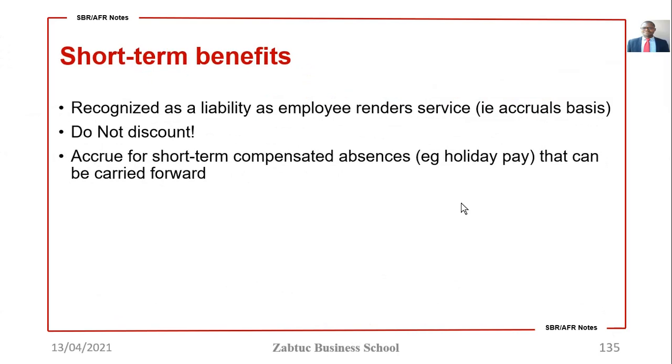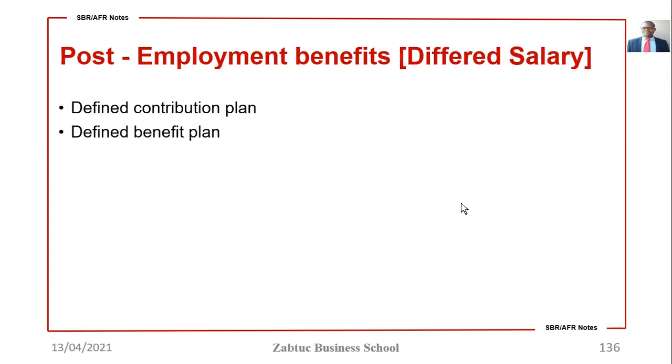Okay, so under short-term benefits, what do we see? These short-term benefits, which include salaries, bonuses, as well as allowances, should be recognized as a liability as the employee renders service. This should not be discounted. We need to accrue for short-term compensated benefits that can be carried forward, such as unredeemed leave days. Those should be accrued because the company essentially owes the workers.